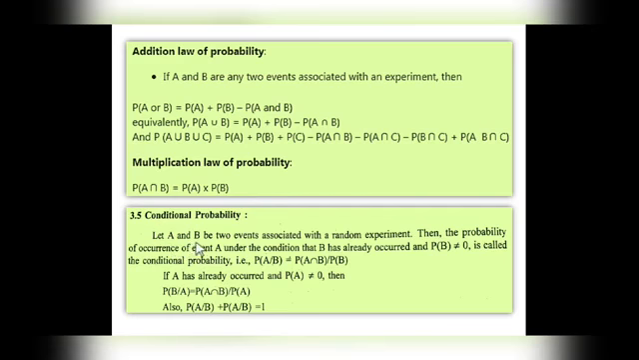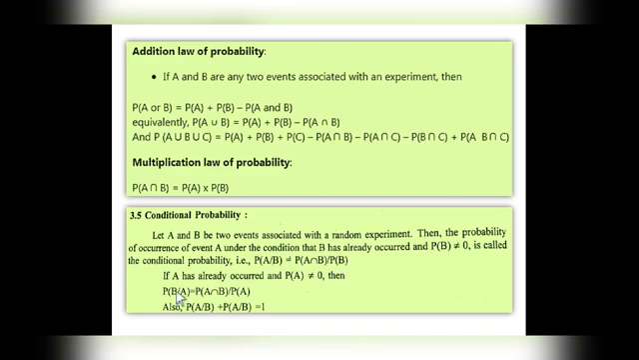Conditional probability. Let A and B be the two events associated with a random experiment. Then the probability of occurrence of event A under the condition that B has already occurred, and probability of B is not equal to 0, is called the conditional probability. That is P of A given B, probability of A when B has occurred, is equal to P of A intersection B divided by P of B.